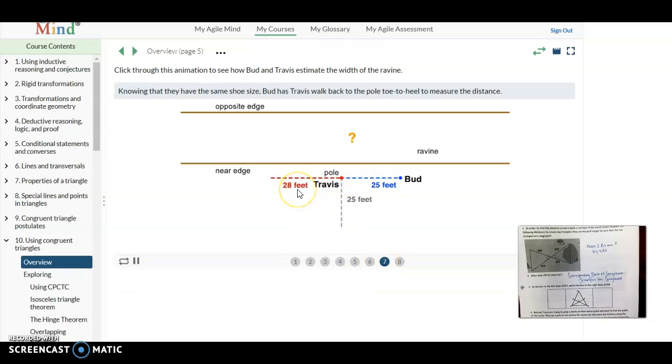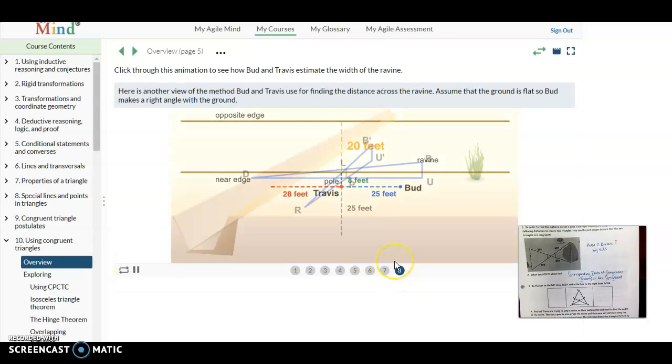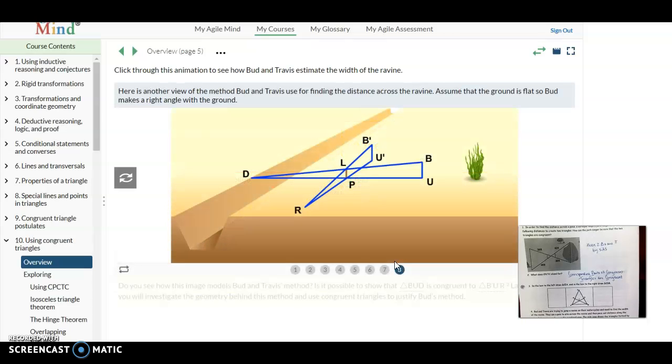It's 28 feet. But remember, that does not mean that the distance across the ravine is 28 feet. Remember, the pole was 8 feet away from the ravine, so they have to subtract that from the 28 in order to know the distance across the ravine is 20 feet. So can they make it? Yes, that's less than 25 feet across, so they can jump it.